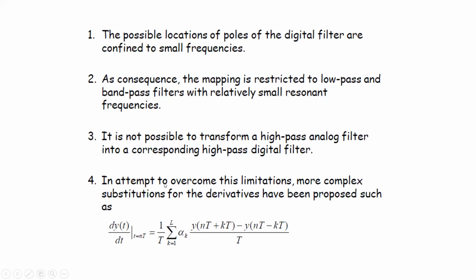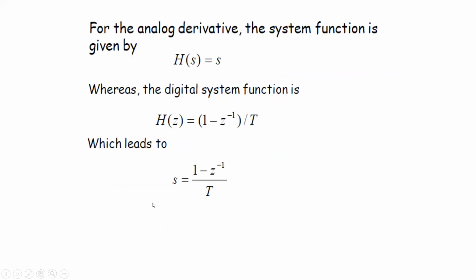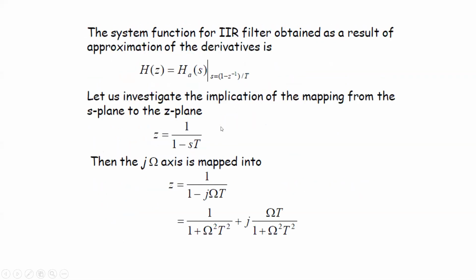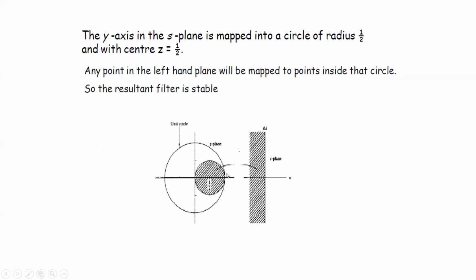Now, in an attempt to overcome these limitations, more complex substitutions for the derivatives have been proposed. More complex, because for the first derivative we used this approximation, and for the second derivative we use this approximation. But what happens with this type of approximation? The mapping is into this type of circle, where the center is 1 by 2 and the radius of the circle is only half. That means the implementation will be confined to very low frequency.